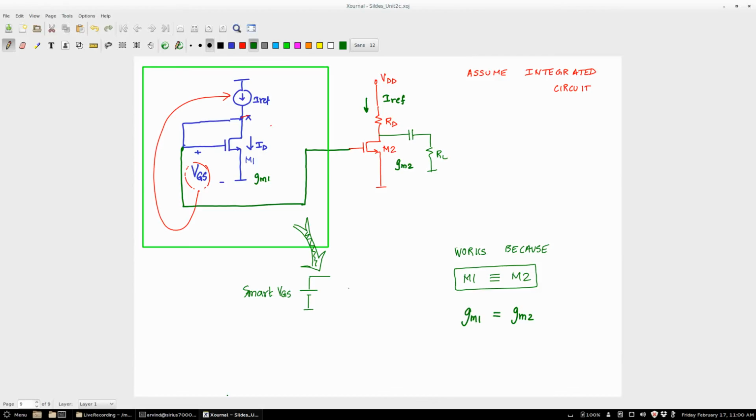What about the GM of the two things? It will be the same GM, right? So this GM, let me call it GM1, GM2. So your GM1 will be equal to GM2.